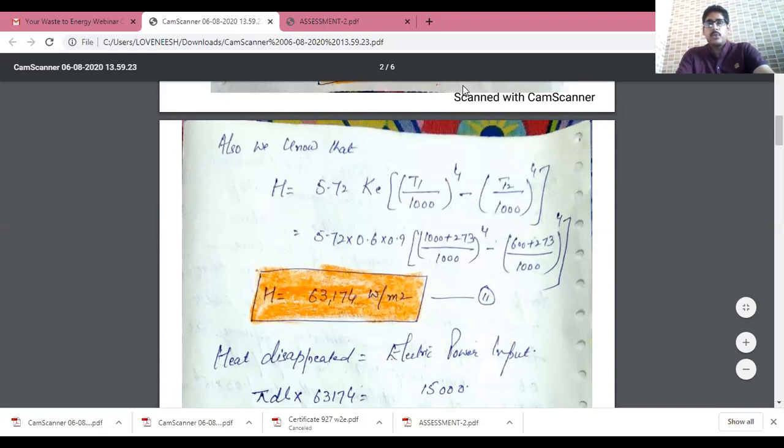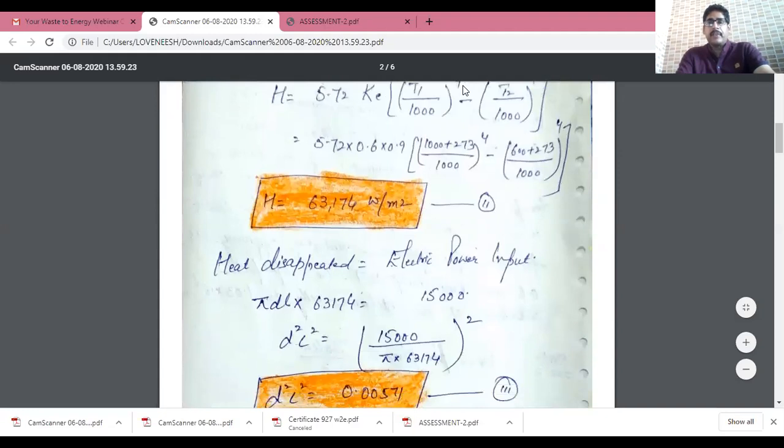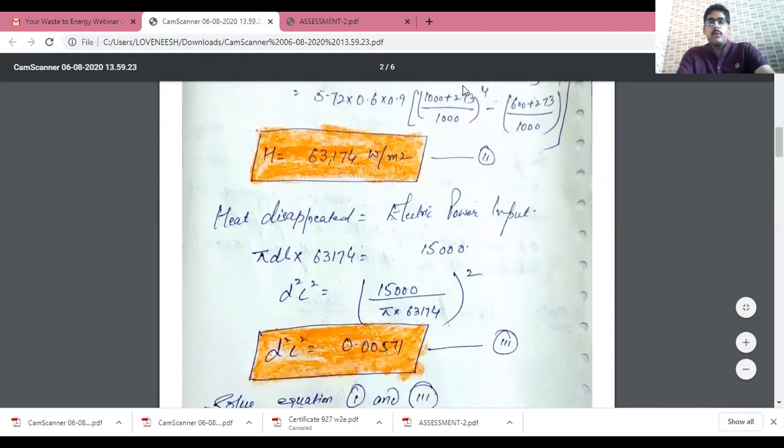So H is equal to 63,174. Call this your second equation. Now we know that the heat dissipated is equal to the electrical power, and heat dissipated is given by the formula πDL. So πDL into H, that is πDL into 63,174, is equal to the power input, and here the power input will be equal to 15,000. So when you solve these values, you get D²L equal to 0.0057, and we have equation number 3.